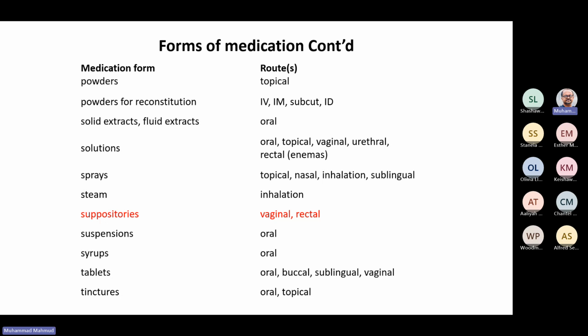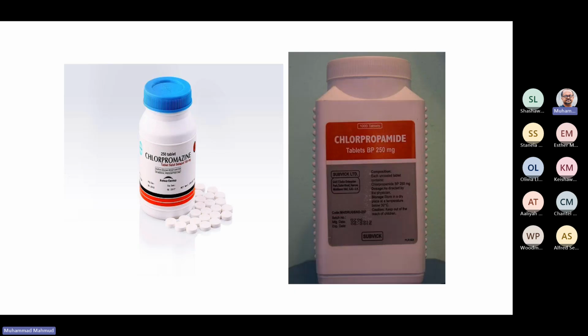Tablets, we'll talk about that with different options of tablets. But before that, I have an interesting topic for you. Look at these two names. Chlorpromazine on your left side, that is an antipsychotic. Chlorpropamide to your right, that is anti-diabetic. So both are very close. Listen to these words: chlorpromazine, chlorpropamide. They sound alike medications, but their uses are very much different.